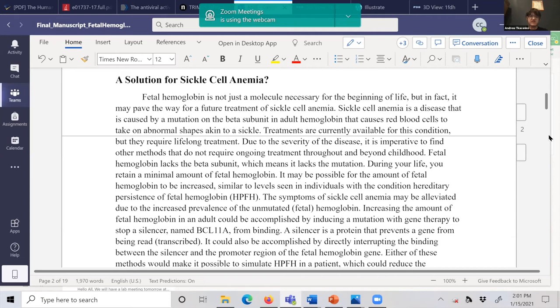Treatments are currently available for this condition, but they require lifelong treatment. Due to the severity of this disease, it is imperative to find other methods that do not require ongoing treatment throughout and beyond childhood. Fetal hemoglobin lacks the beta subunit, which means it lacks the mutation.